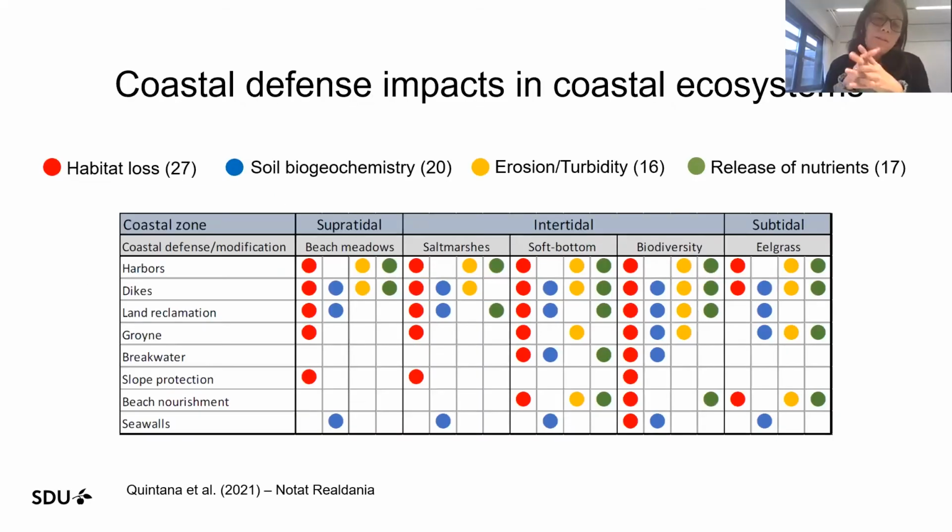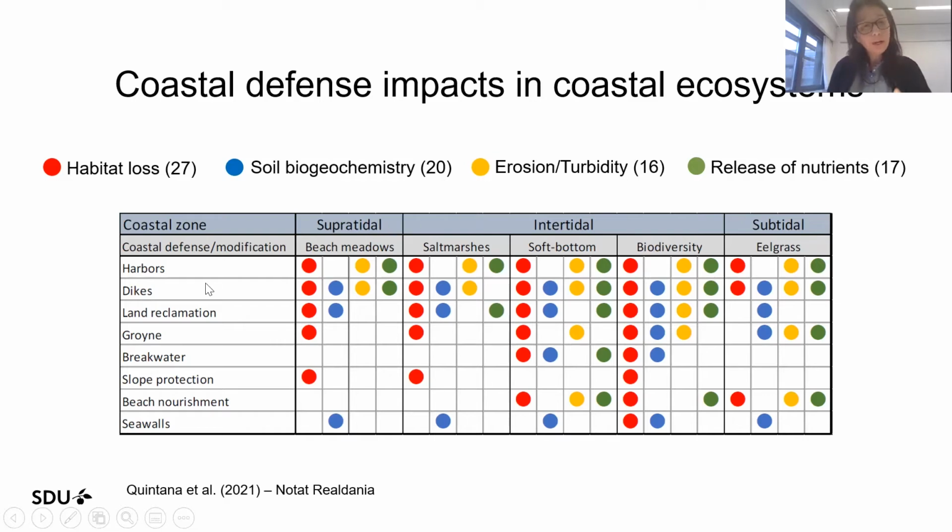So I have summarized here, and also in my report, some of the impacts of coastal defense, going back to coastal defense, in different categories. And you can see different colors of these little circles. Habitat loss is by far the highest one in these tidal zones, the supratidal, intertidal, and subtidal. And then we have changes in soil biogeochemistry and release of nutrients and erosion.